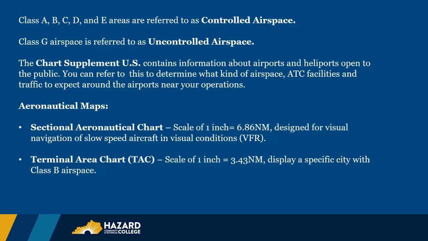Aeronautical maps, the sectional aeronautical chart, and the terminal area chart are what you will mostly be seeing. The sectional aeronautical chart has a scale of 1 inch equals 6.86 nautical miles, designed for visual navigation of slow speed aircraft in visual conditions, which is VFR. The terminal area chart, scale of 1 inch equals 3.43 nautical miles, displays a specific city within Class B airspace.